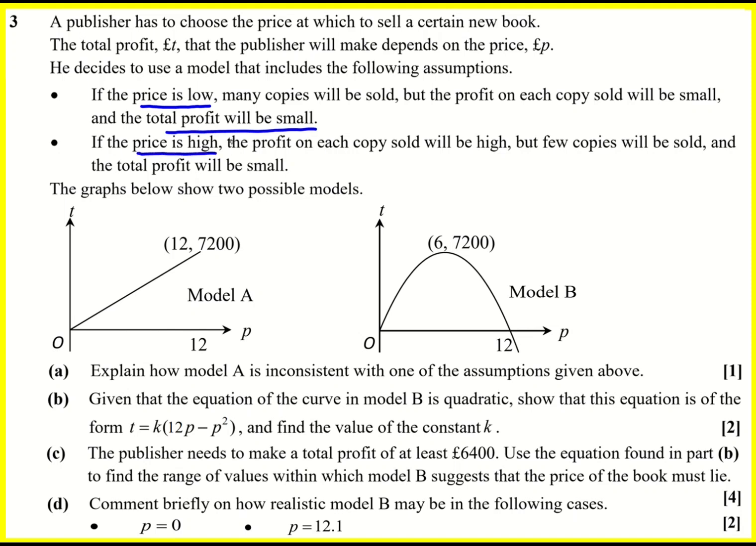And if the price is high, the profit on each copy will be high, but few copies will be sold and the total profit will be small there as well. The graphs show two possible models. We're asked to explain why model A is inconsistent with one of the assumptions.